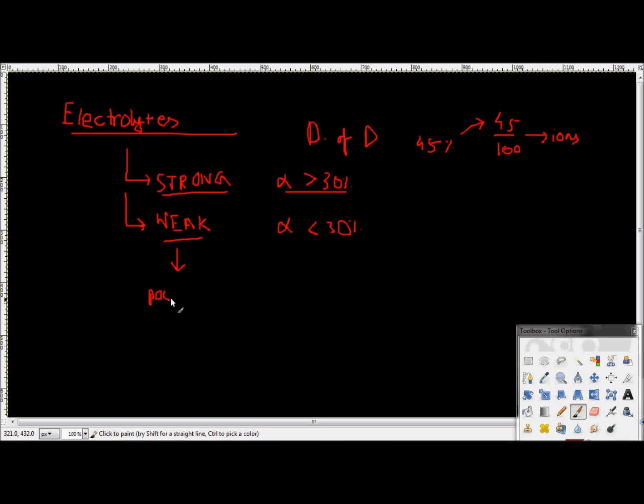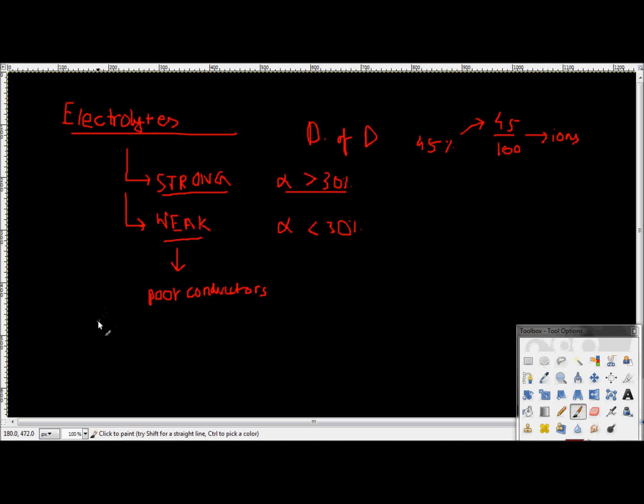I'm going to write that down. That's an important point. Poor conductors. On the other hand, strong electrolytes will be good conductors, so you can pass a lot of current through them.